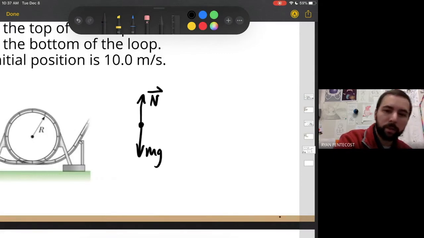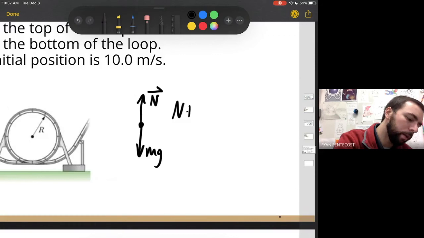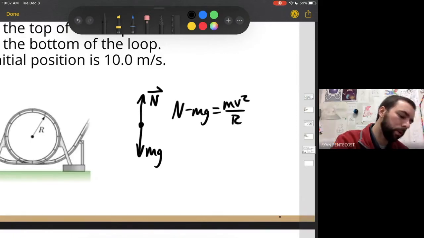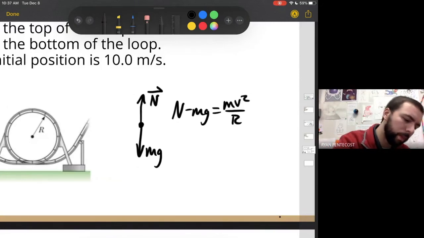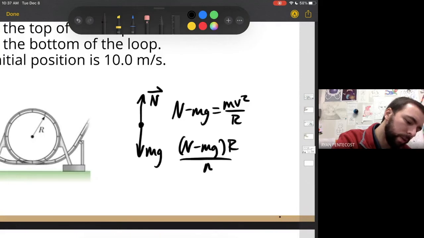We still have centripetal motion, right? So that would be N minus mg equals mv squared over r. So if we want the speed, we would take normal minus mg, multiply that by r, divide by m, then you get v squared.